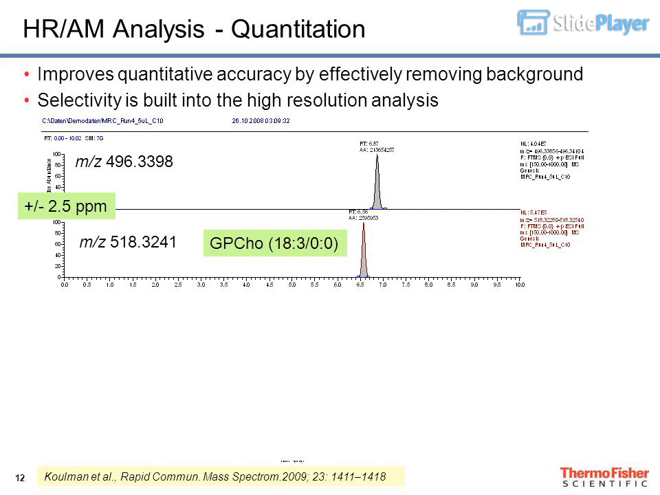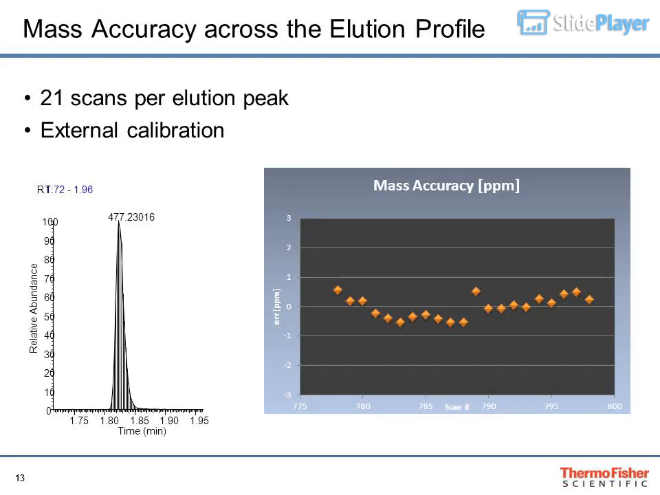MC 496.3398, +/-7.5 parts per million. GP-CHO, 18-30:0. GP-CHO, 16:00:0 plus Na. MC 518.3241. Coleman et al., Rapid Commun. Mass Spectrom. 2009, 23, 1411-1418. Mass accuracy across the elution profile.